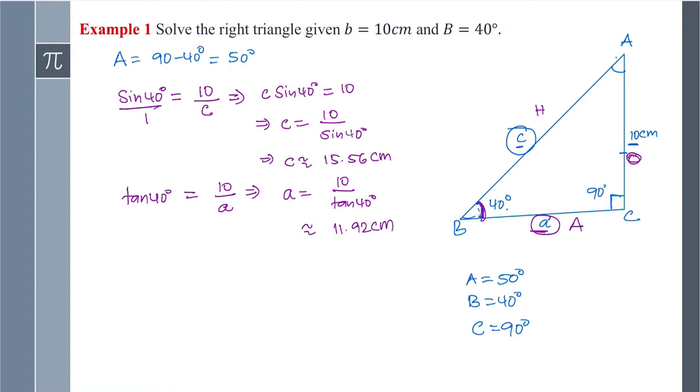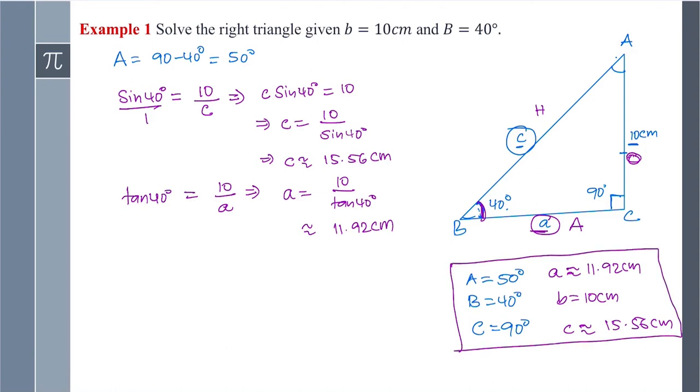So now we have A equals 11.92 centimeters. B was given as 10 centimeters. And side C, we obtained, is approximately 15.56 centimeters. So we have all three angles and all three sides. That means we have solved this triangle.